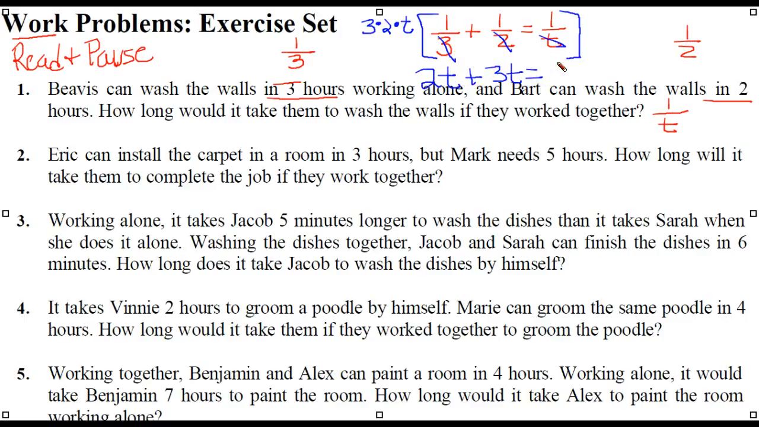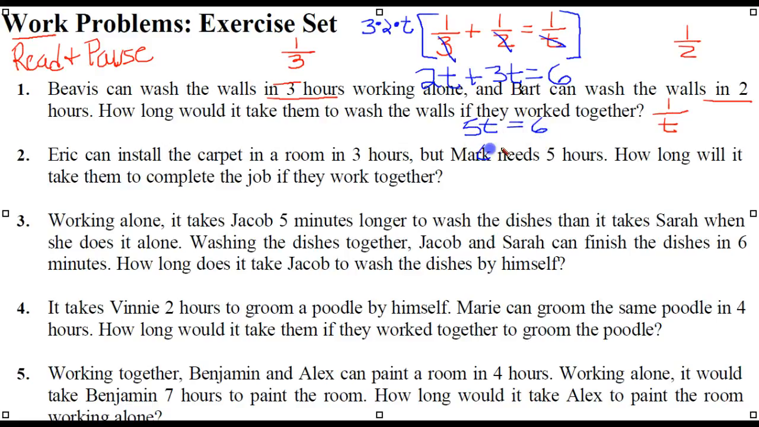So I've gotten rid of my fractions, and I see my pen is acting up here. So now I add this together, I get 5t. I was having some trouble with my tablet here. Okay, but I think we're back in business. 5t equals 6.